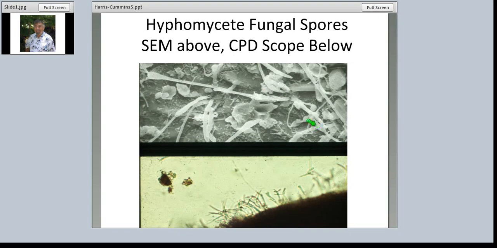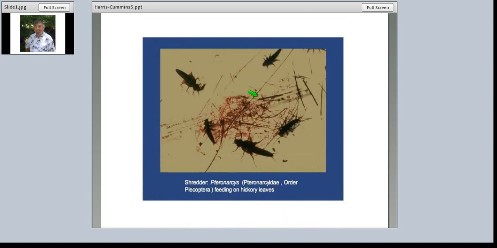And that's been demonstrated. For example, if you extract the lipids from these hyphomycete fungi and spread it on filter paper, the shredders will eat the filter paper, which of course they do not eat if it hasn't got the lipids from this particular group of organisms. So that's what the shredders are searching for and feeding on in the litter.